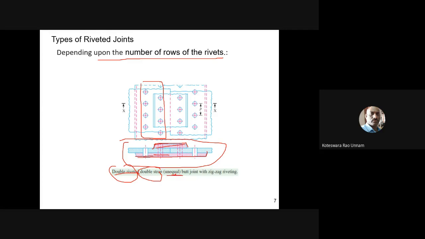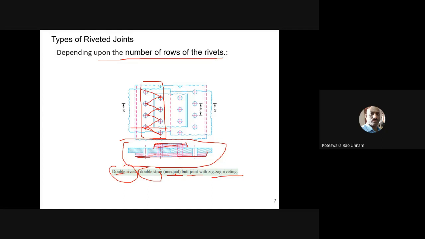Unequal. So why is it unequal? Because the lengths are not equal here. So we'll call it an unequal butt joint with zigzag riveting. Here the type of riveting is zigzag. You can see that the center lines of the rivets in all the rows are not the same. Here the center line goes something like this. So this is a zigzag kind of riveting.